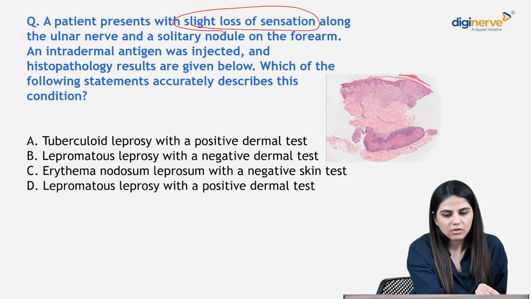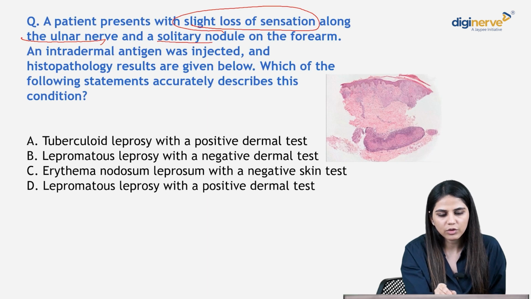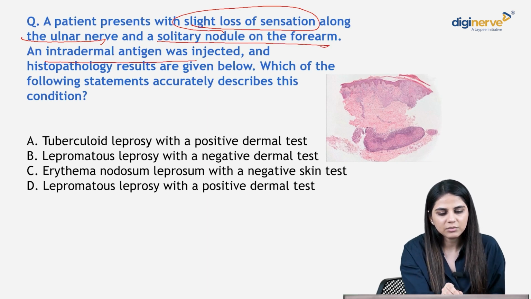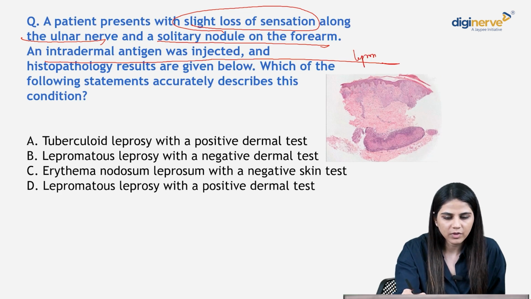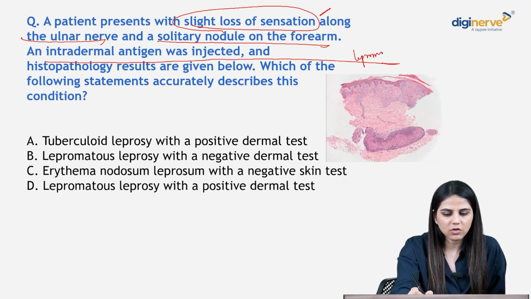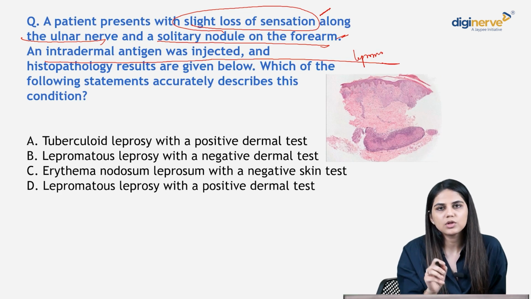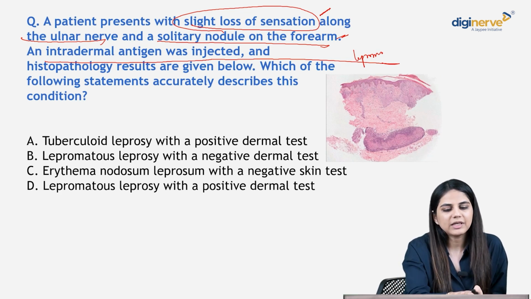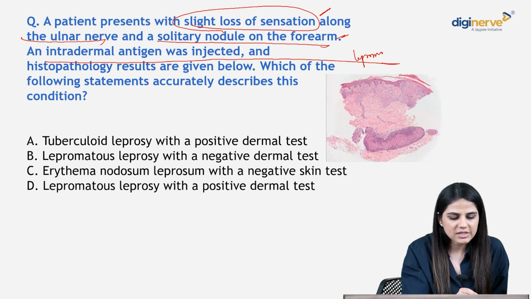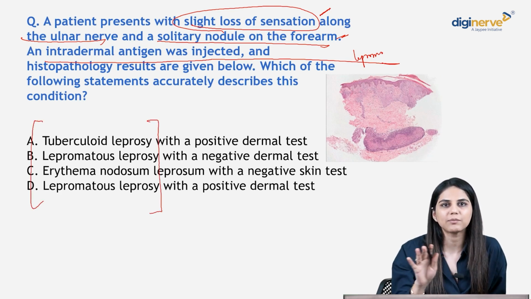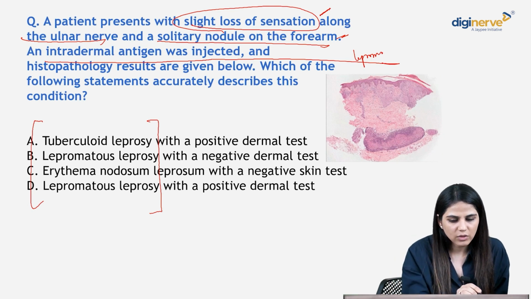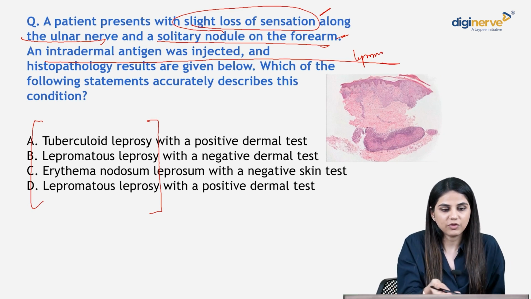A patient presents with loss of sensation along the ulnar nerve, a nodule on the forearm, and an intradermal antigen was injected here. Lepromin test, intradermal. Loss of sensation and a nodule on the forearm give a clue towards leprosy. In any case, if you cannot diagnose the disease here, they have already mentioned that they are talking about some type of leprosy. They have told us which type of leprosy to find out.